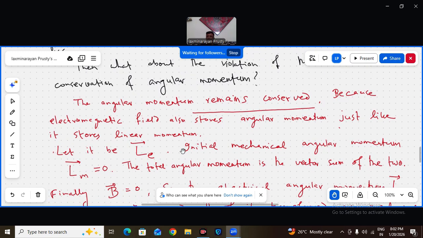So the total angular momentum will be equal to the angular momentum in the mechanical system plus the angular momentum stored in the electromagnetic field. This is a very useful concept. It's a very important concept. The initial mechanical angular momentum, call it Lm bar, is 0. But there is some electrical angular momentum in the electromagnetic field. Let it be Le bar.